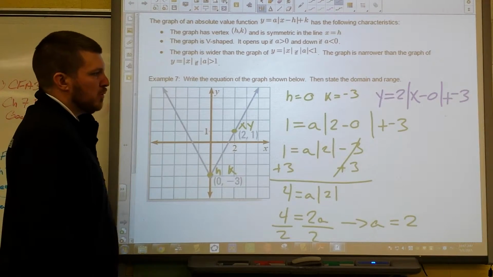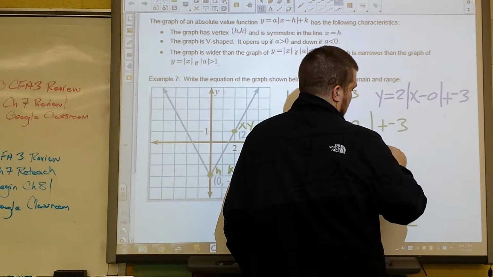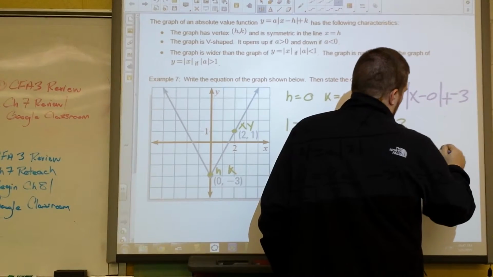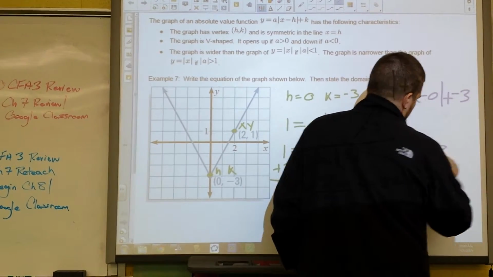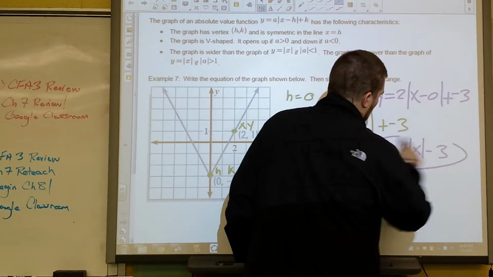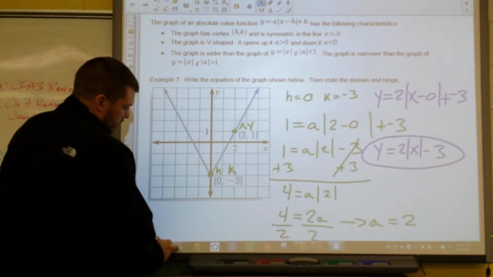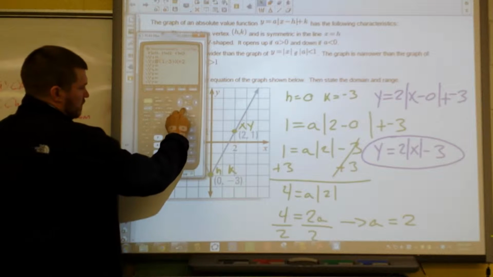Alright, so now what I want to do is clean up as much as I can. Obviously, x minus 0 is just x. I have y equals 2 times the absolute value of x, and a positive and a negative makes a negative, so minus 3. That's my final answer. That's the equation of this graph.